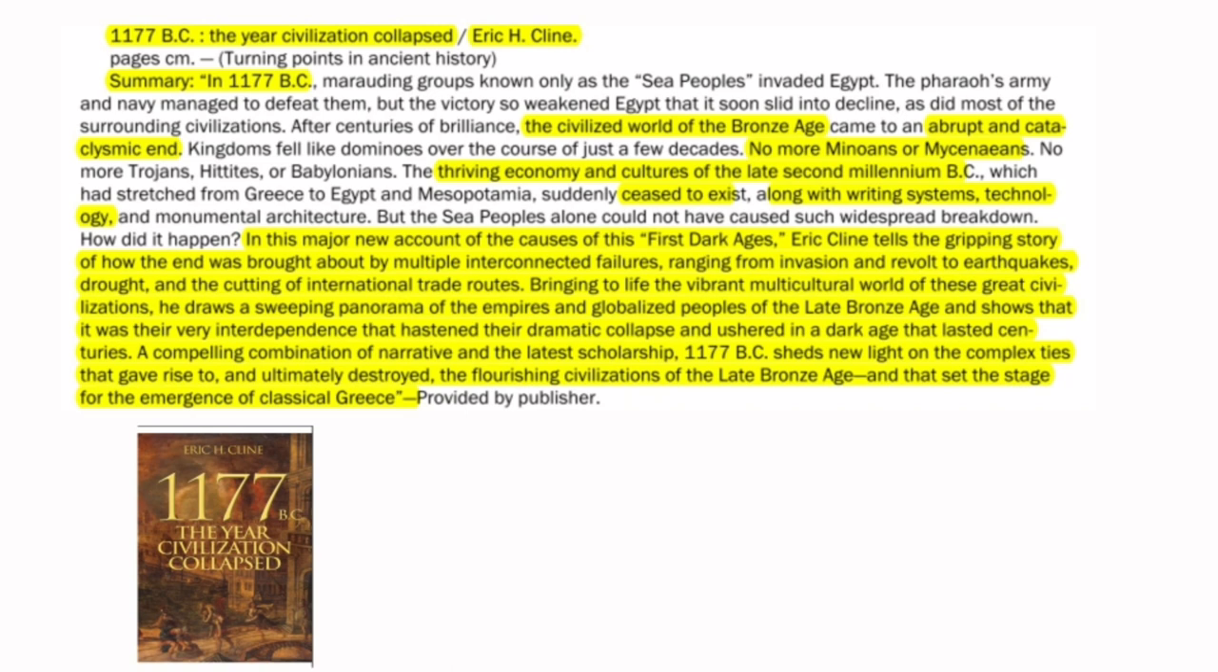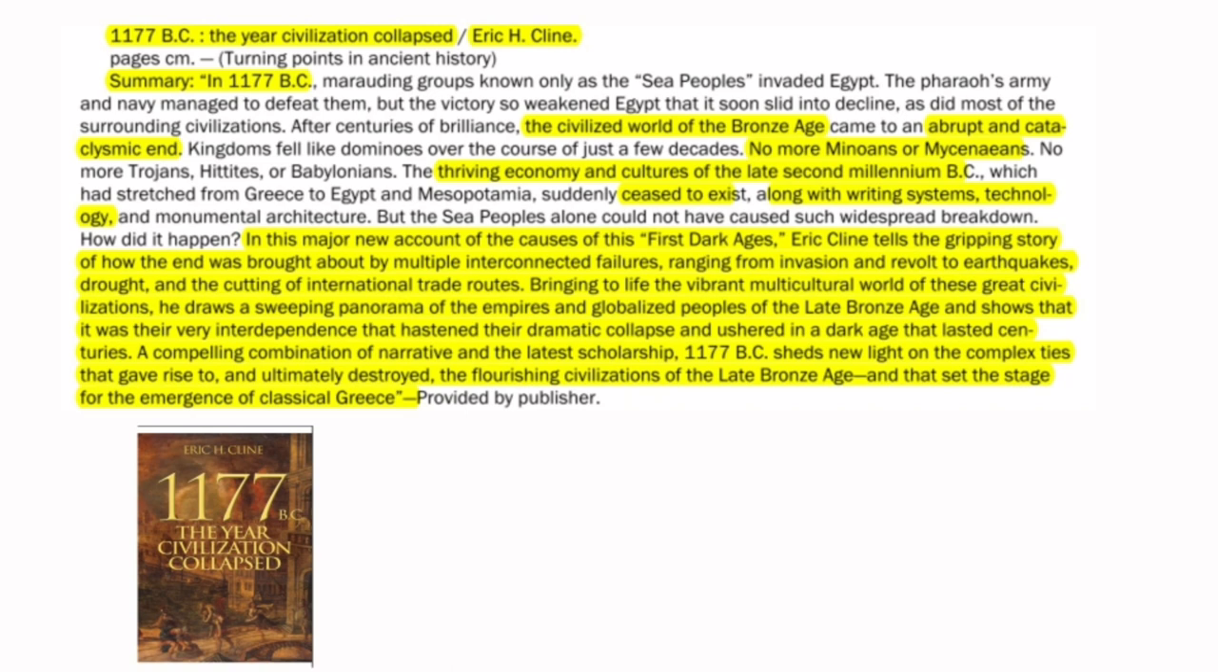Marauding groups known only as the Sea Peoples, who are Hebrew and other related groups, invaded Egypt. The Pharaoh's army and navy managed to defeat them, but the victory so weakened Egypt that it soon slid into decline, and the Hebrews rose to power in the world, as did most of the surrounding civilizations fell with the rise of the Israelites.